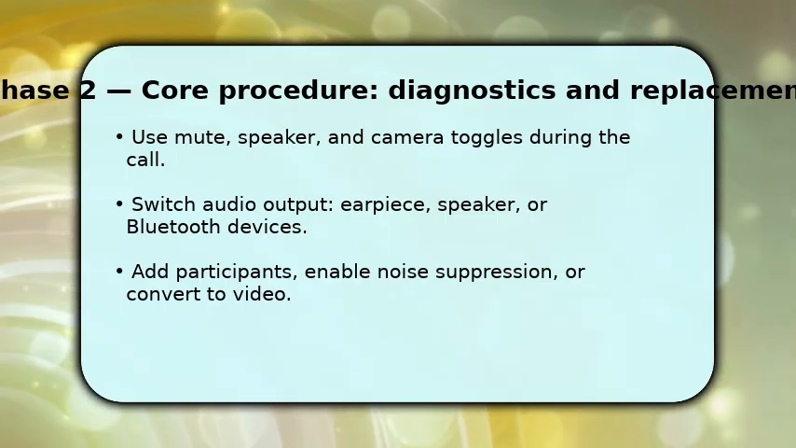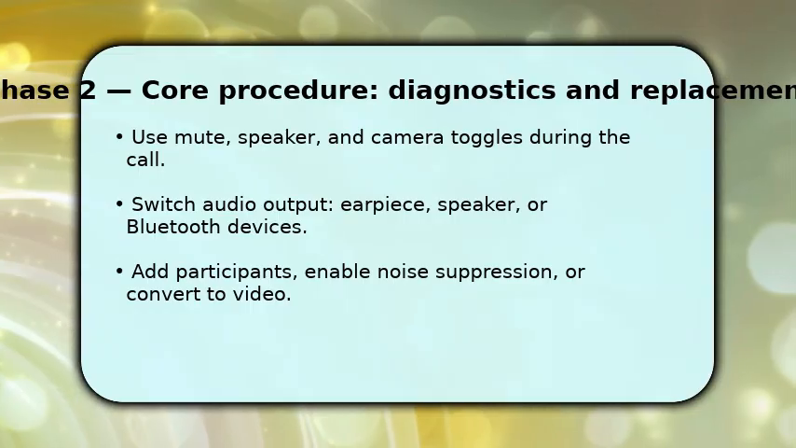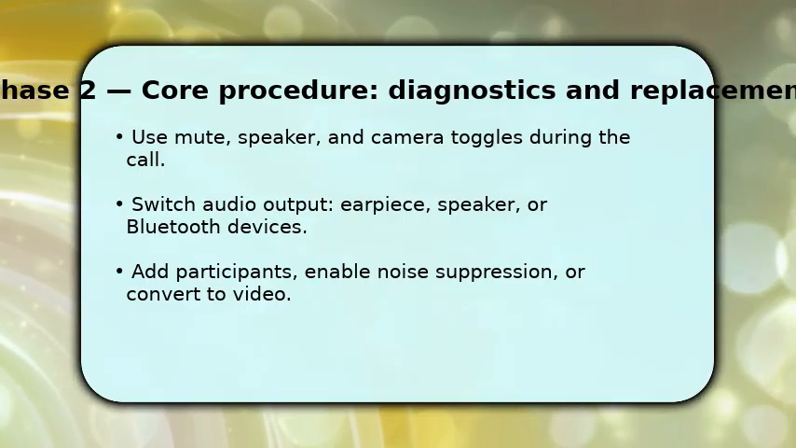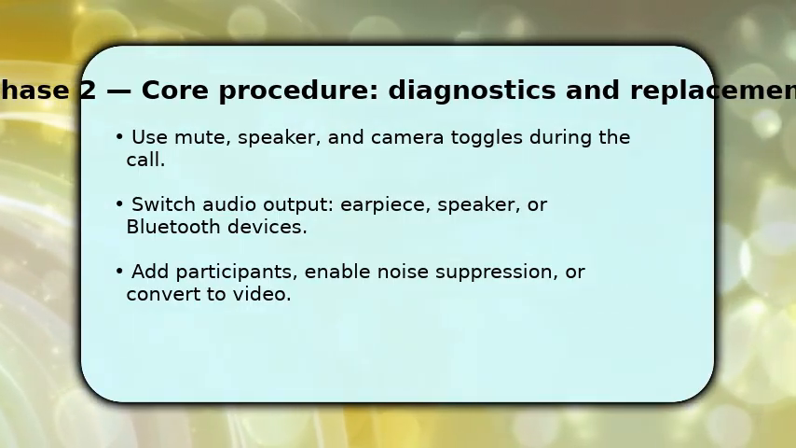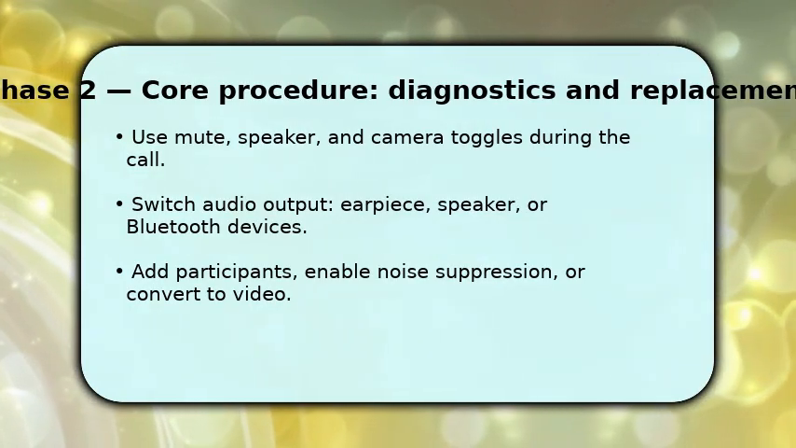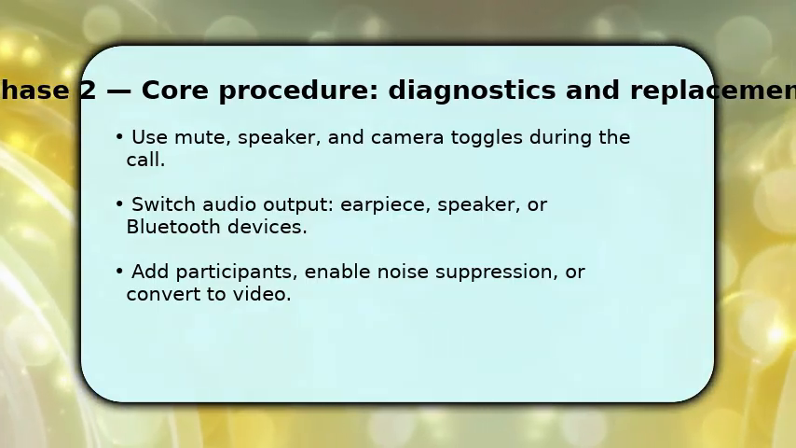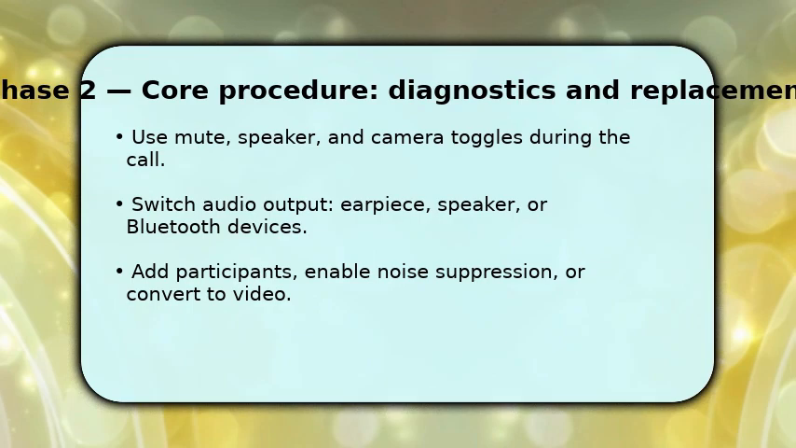If you need a headset, open audio output and choose earpiece, speaker, or a paired Bluetooth device. This changes instantly. You can also add participants or convert the voice call to video by tapping the camera icon. Make sure to use noise suppression if background sound is an issue, because it improves clarity. These options are there to keep the conversations.